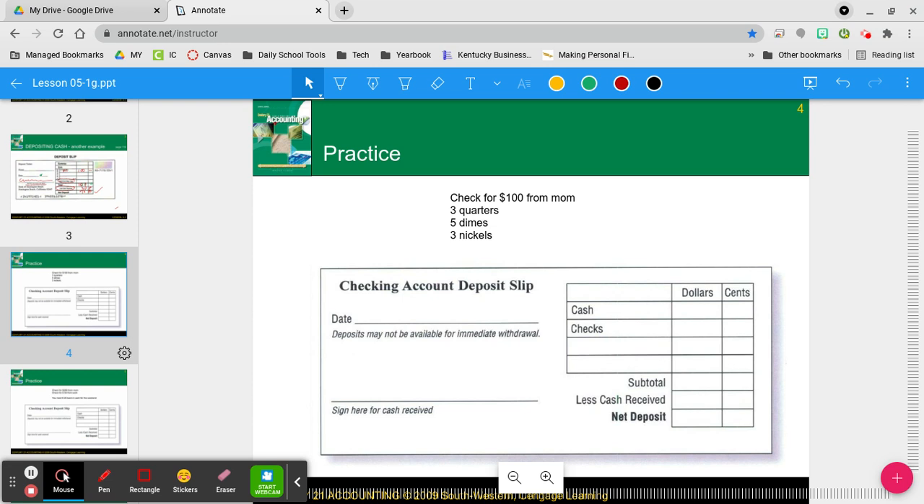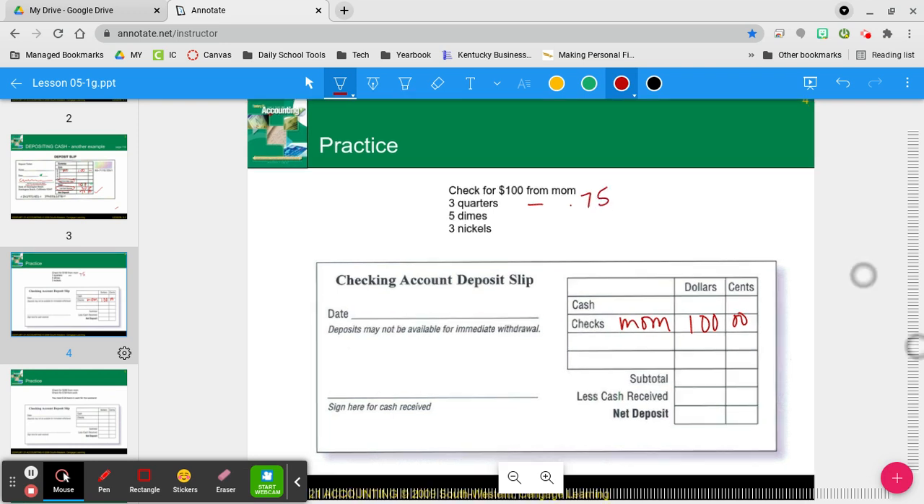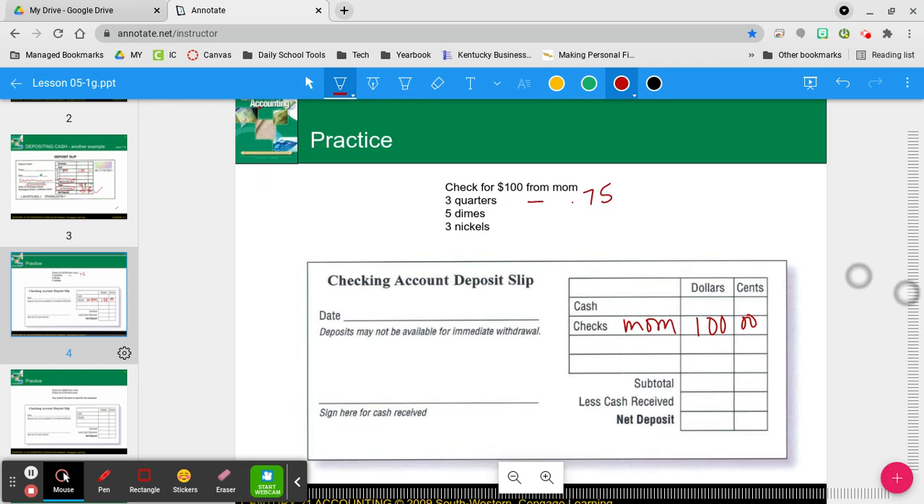So let's do a practice, and y'all can walk me through it, and then we're going to do some. If I have a check from my mom for $100, okay, so I'm going to put, and this one, again, this deposit slip's a little bit different. This is more like what you're going to be doing in a project we're doing. So I'm going to list this check, mom, $100. I have 3 quarters, which is how much? 75 cents.